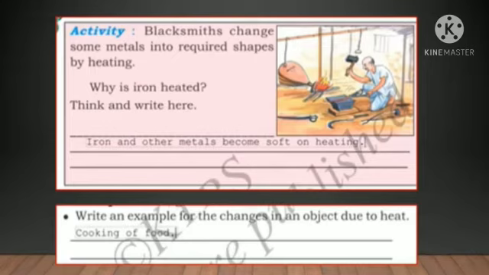Write an example for the change in an object due to heat. One best example is cooking of food. Whatever food you cook, it is heated. The state of the matter changes, isn't it? You add water, and the water helps to cook the food.